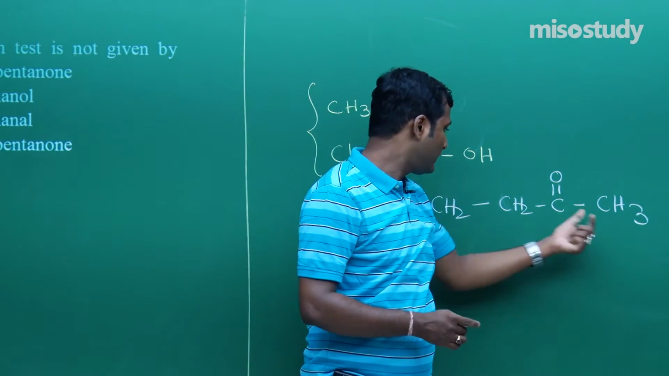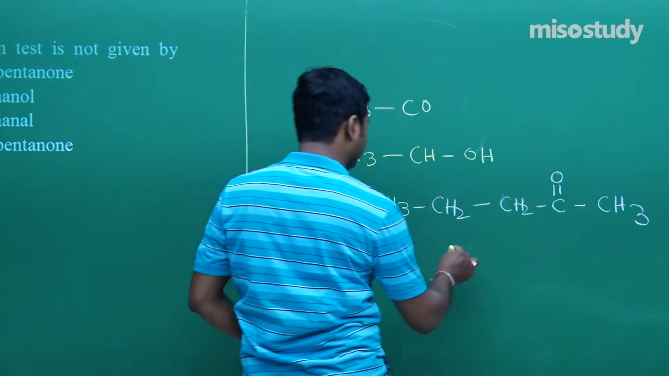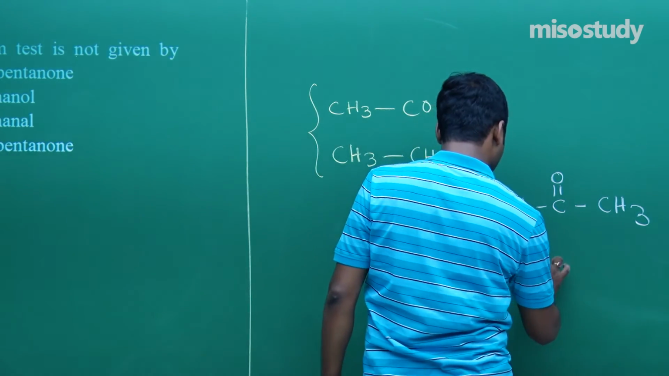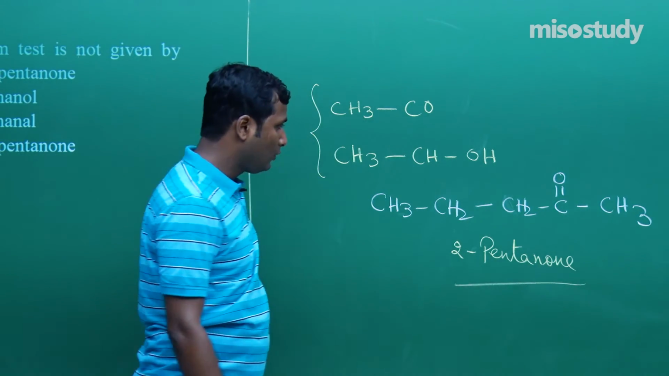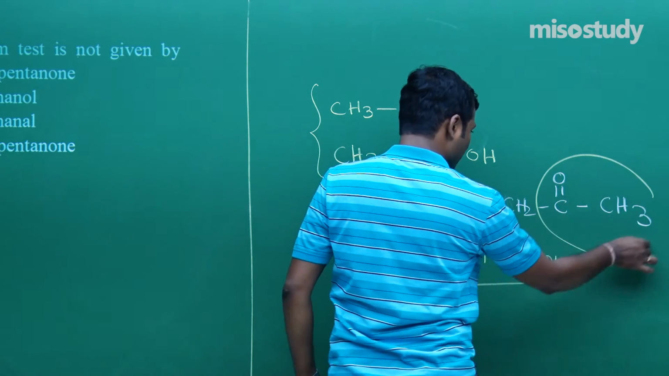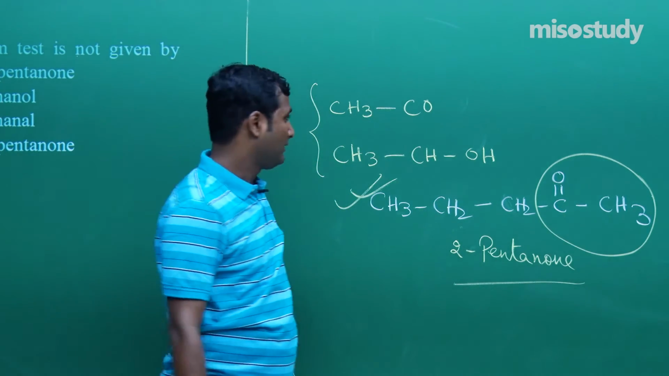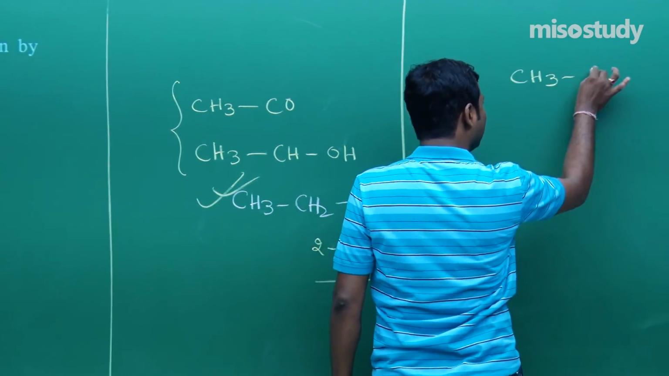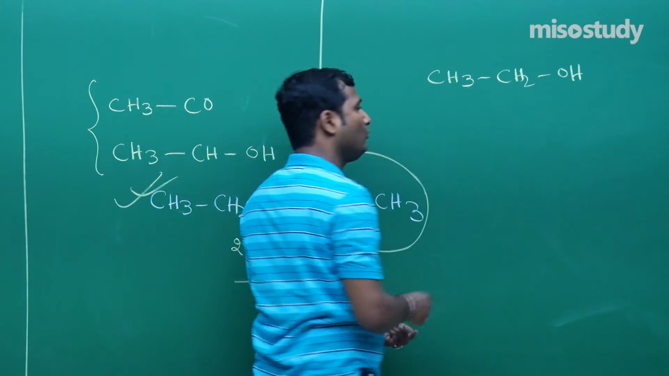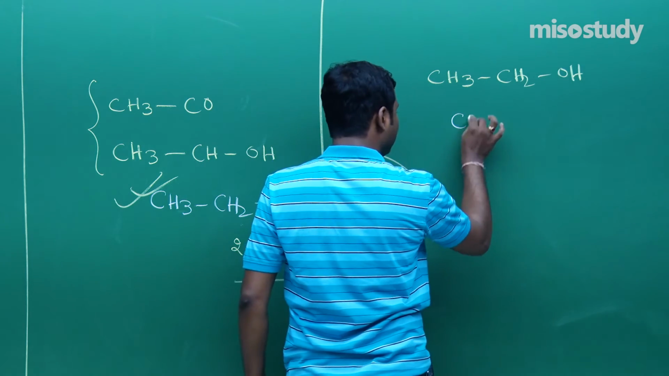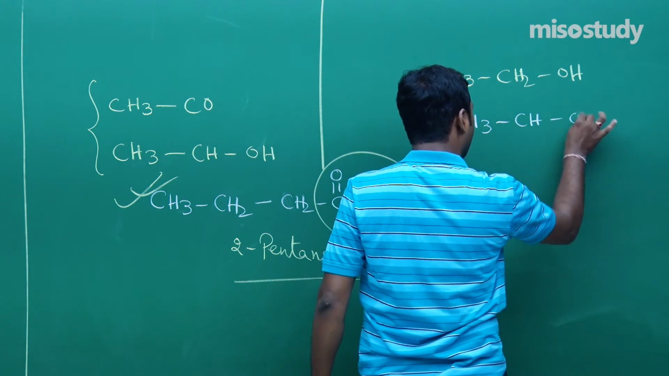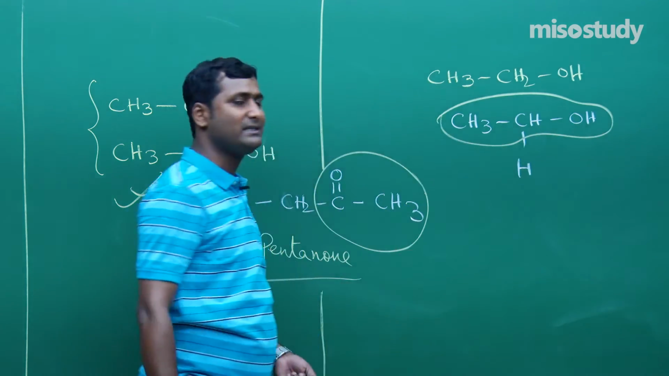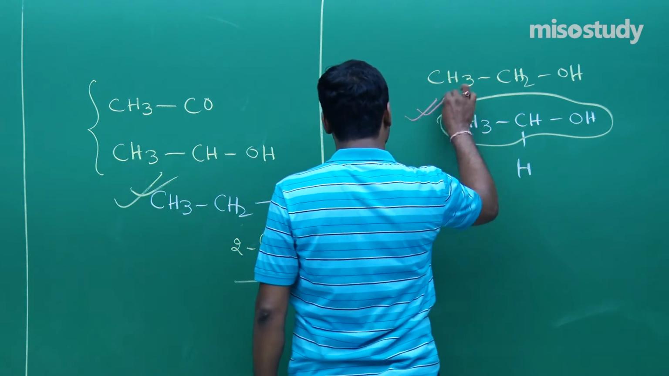Count the number of carbons: 1, 2, 3, 4, 5. That is 2-pentanone. Okay. Now look at this, here is the CH3CO linkage. So it will give a positive iodoform test. Now check out the next option. What is the next option? The next option is ethanol, CH3CH2OH. Clear to you? Now if I write it like this, CH3CHOH, it contains this linkage. So if there is a CH3CHOH linkage, then again it gives a positive iodoform test.